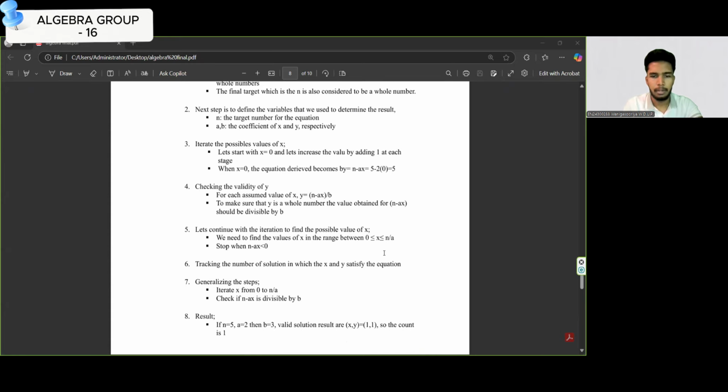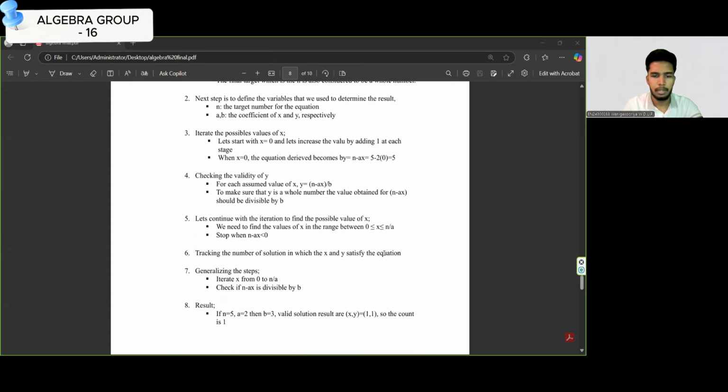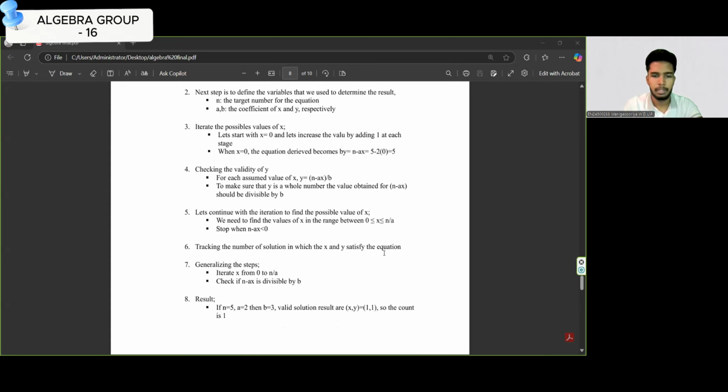Let's look at an example. ax plus by is equal to n, where a, b, x, and y are integers. Assume n equal to 5, a equal to 2, and b equal to 3. We iterate over the possible values of x, ensuring n minus ax is divisible by b. For this example, we find this valid solution.